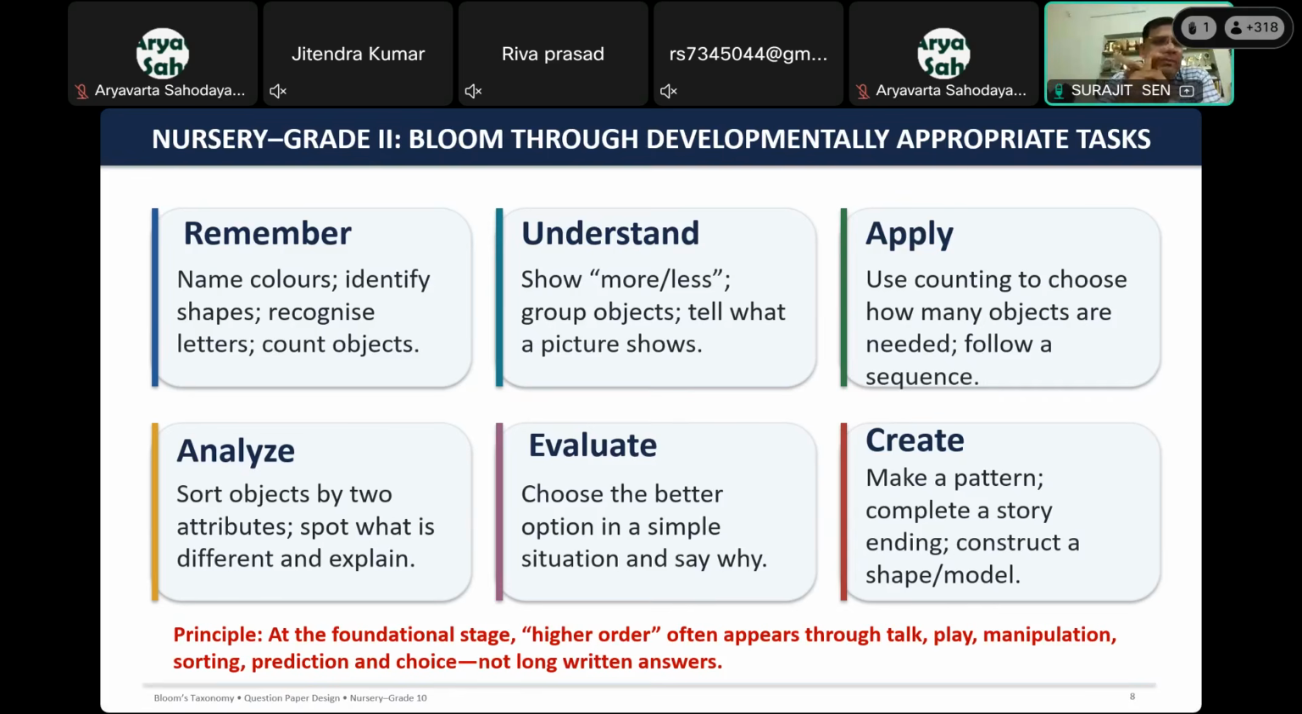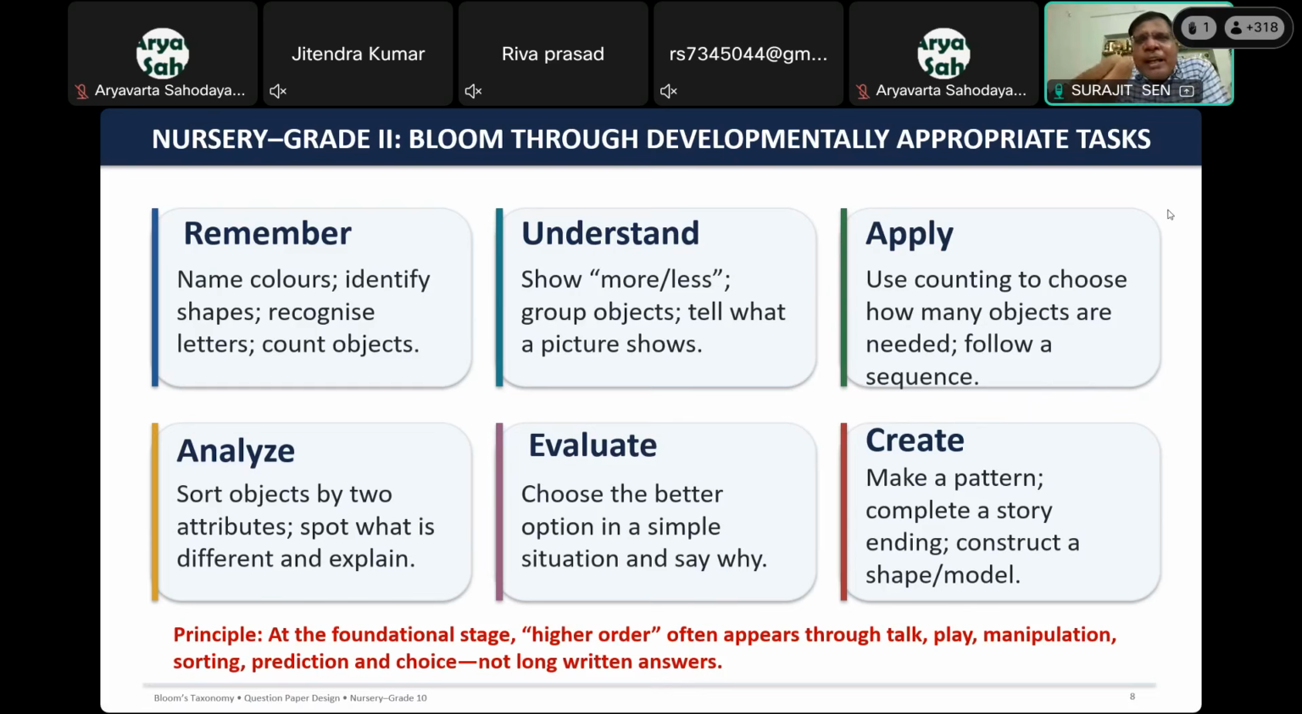So name, colors, identification, recognize letters, which is very much there in the nursery class, A, B, C, D, and so on and so forth. And count the objects, 1, 2, 3, 4. So this is for the remembering part. With this, we have to see whether they are remembering.